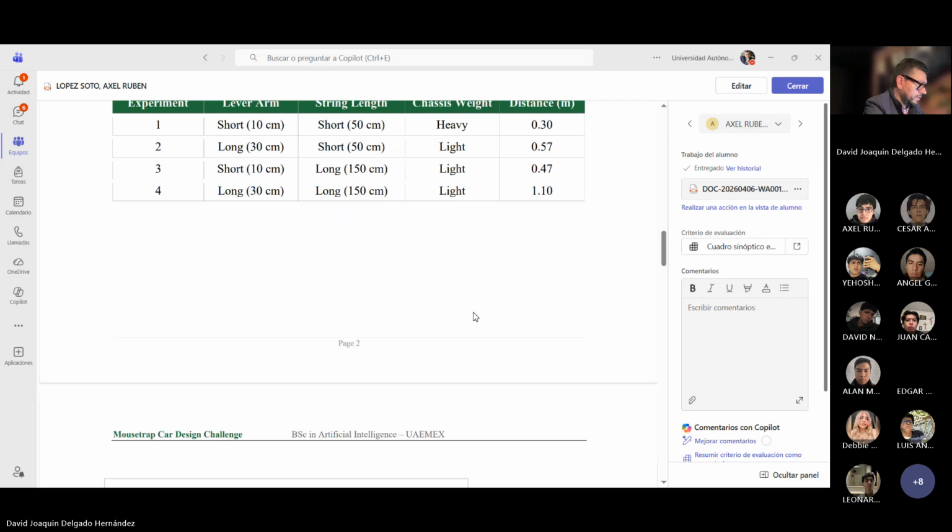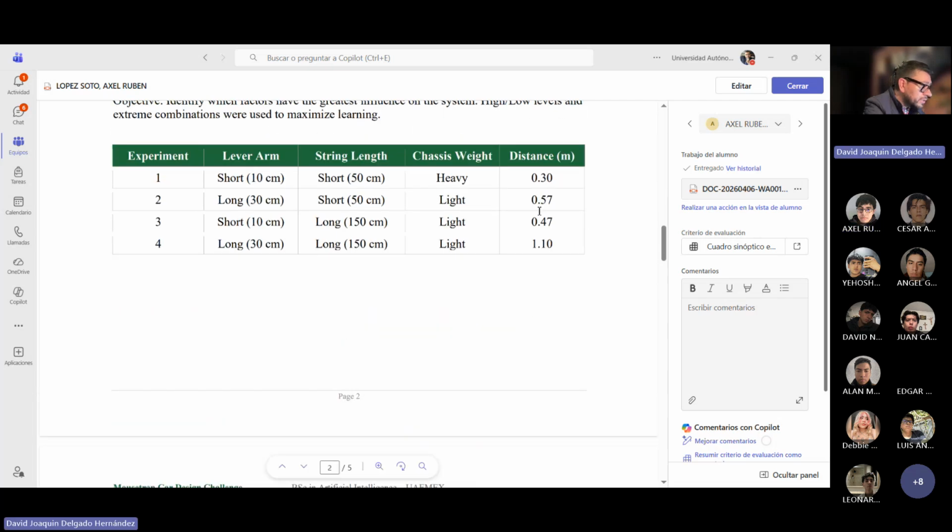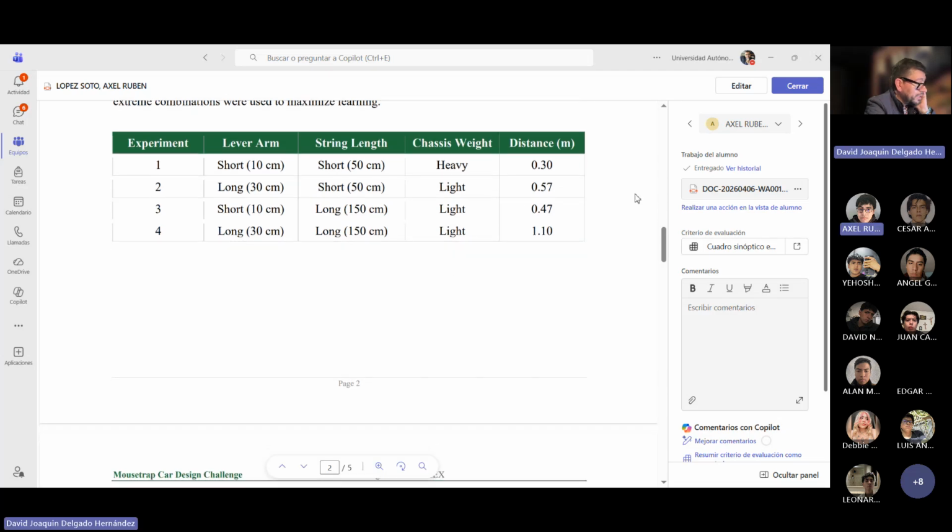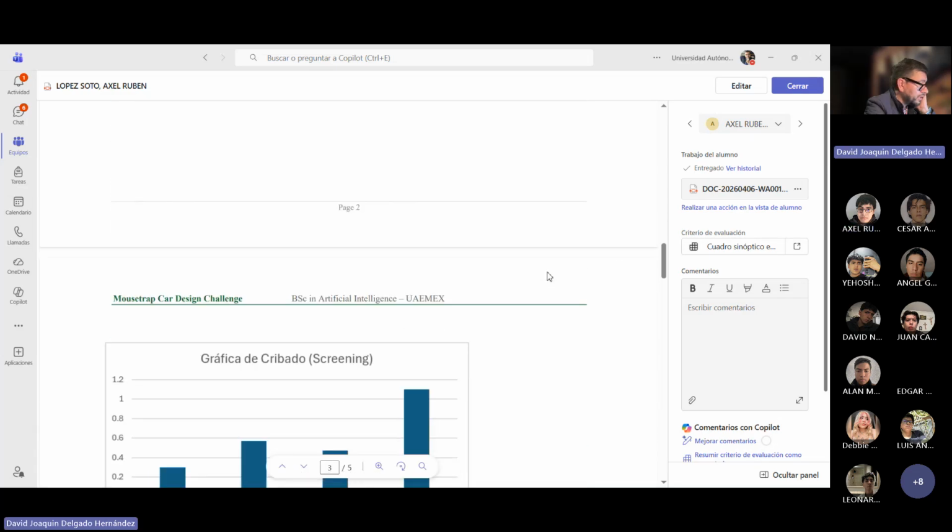Okay. These were your distances, right? Recorded. Yes. But here you missed some combinations, right? For instance, short, heavy. You missed short, light, ¿verdad? Then long, light, short, long, length. Okay, but it is okay. Four experiments. Yes. And this is the maximum distance that you could record, 1.10 meters. Yes, teacher. Okay.